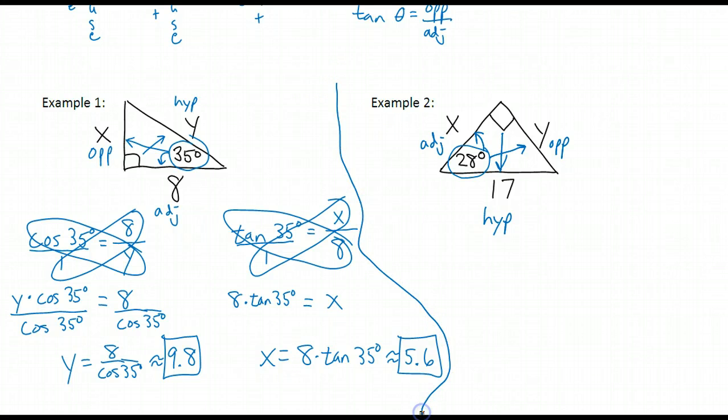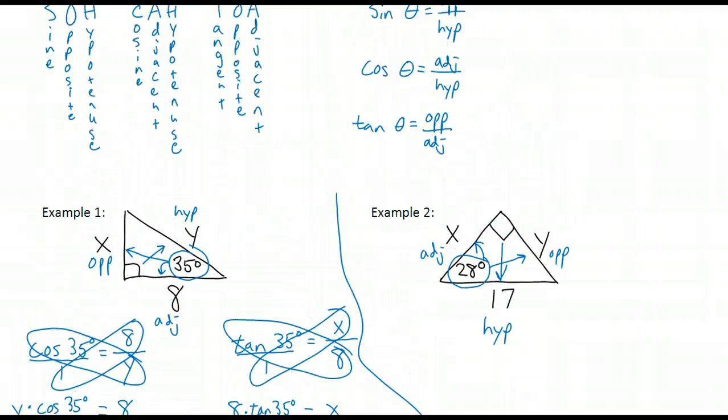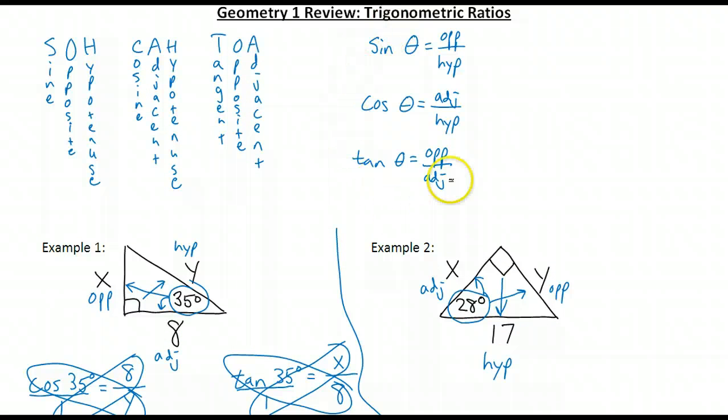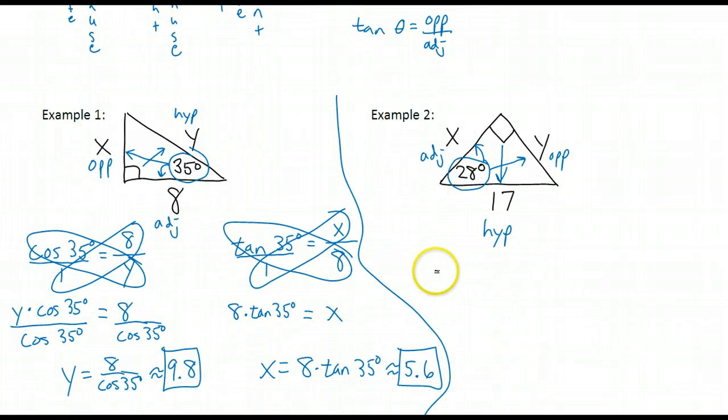In this problem, I know the hypotenuse. The hypotenuse is 17. So I need to look at my trig ratios and use the trig ratios that involve the hypotenuse. In this case, sine and cosine. I'm going to start with sine. Sine of my angle, 28 degrees, equals the opposite side, y, over the hypotenuse.